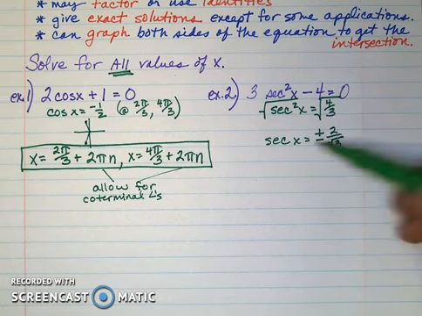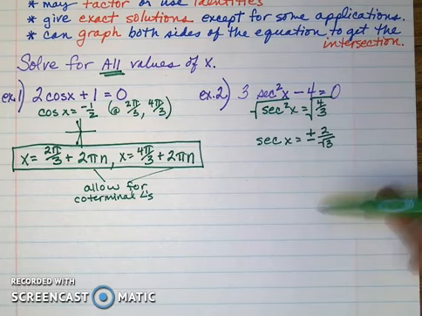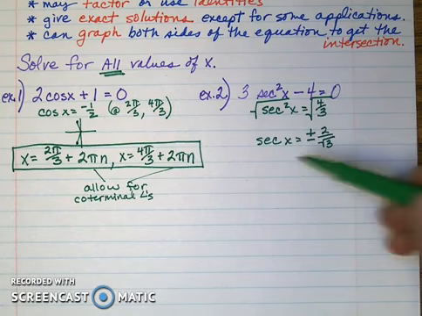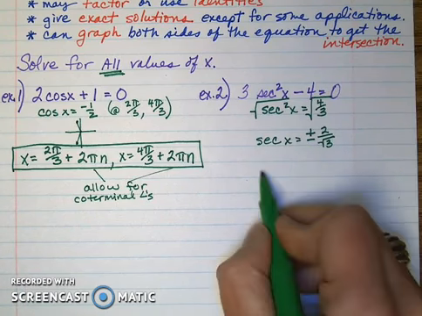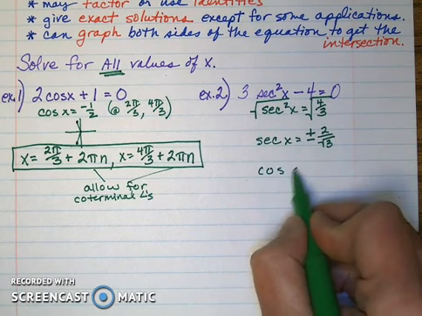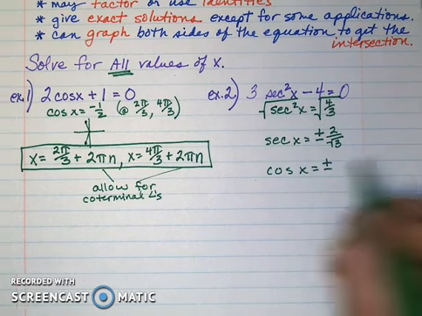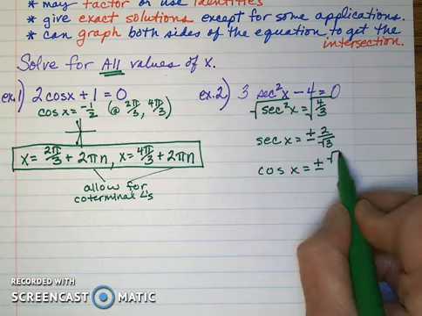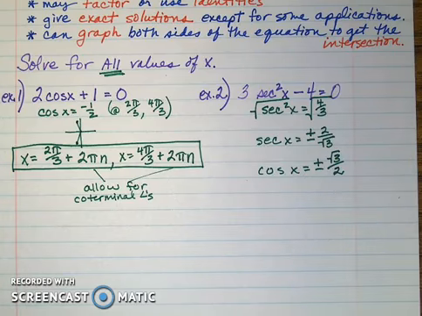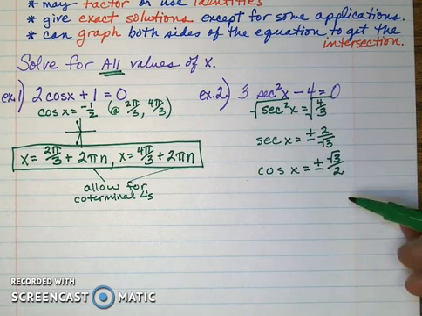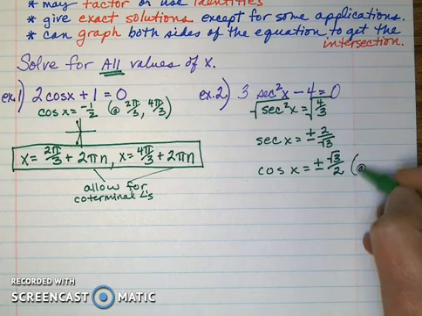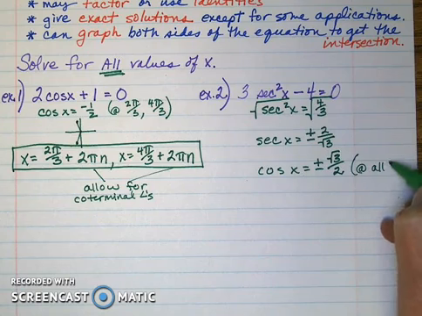Now that's secant. And you don't necessarily remember all the secant values on your circle, but you do know the reciprocal of secant, which is cosine. So I would flip that. Cosine of x is going to be all values of square root of 3 over 2. That one we do know. All the positive or negative square root of 3 over 2 for cosine, that happens at all the pi over 6's, doesn't it?